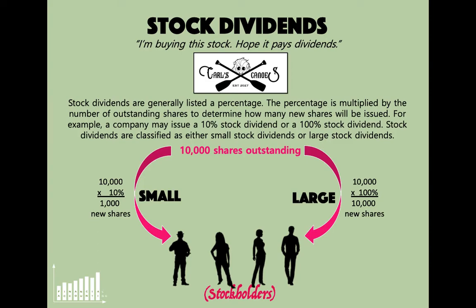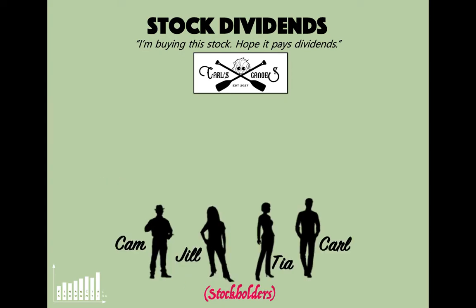So, what's the difference here? Well, generally the rule is greater than or less than 25%. If it's less than 25%, it's a small stock dividend, and if it's greater than 25%, it's a large one. Now, why do we really care about this? Why is there a difference? Well, we'll get to that in a minute.